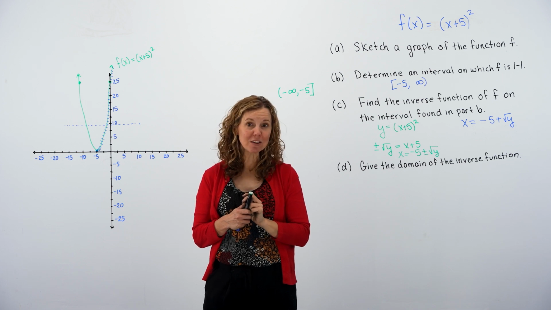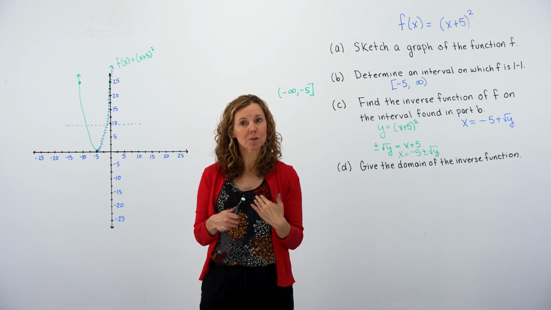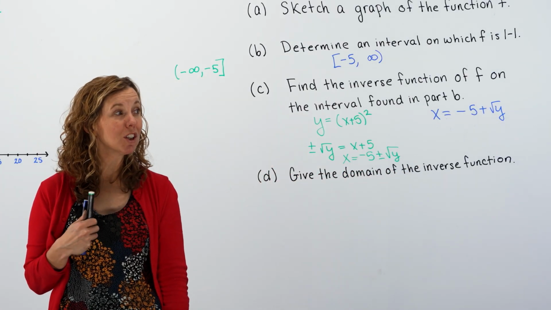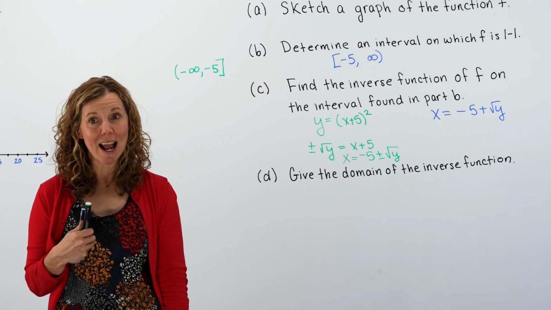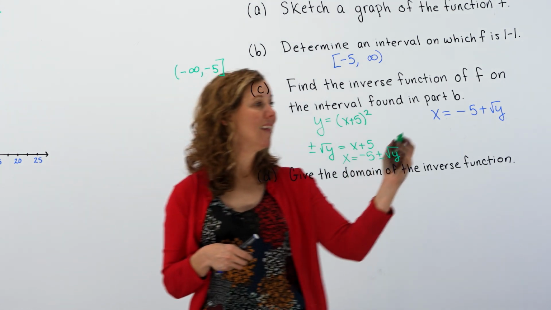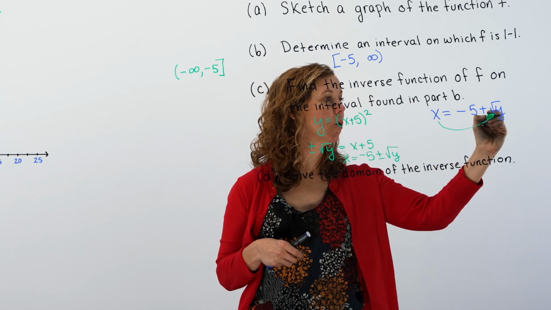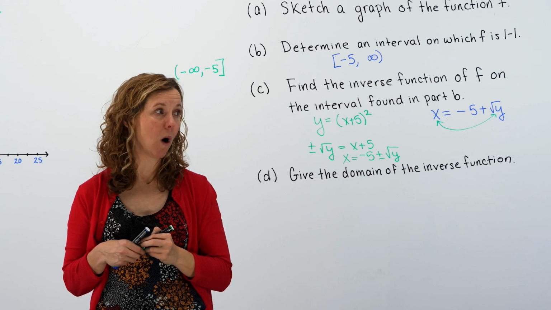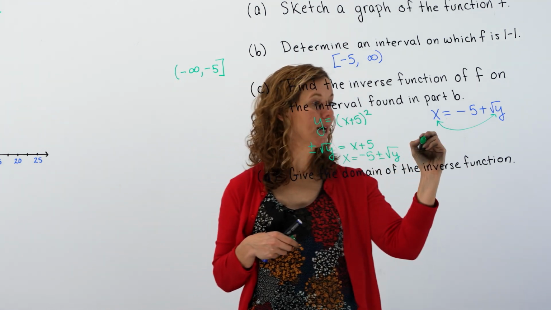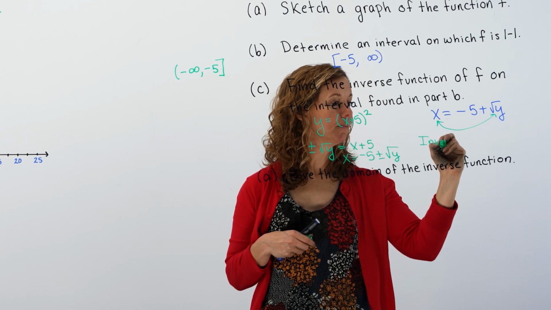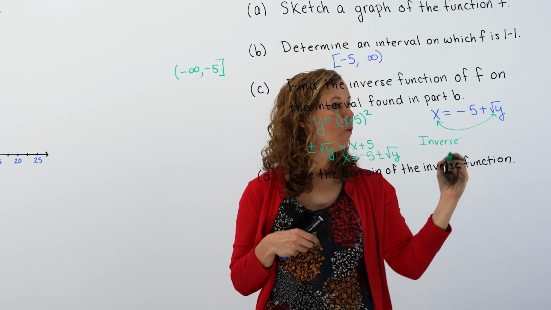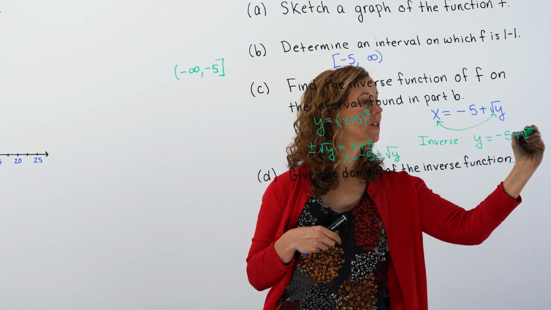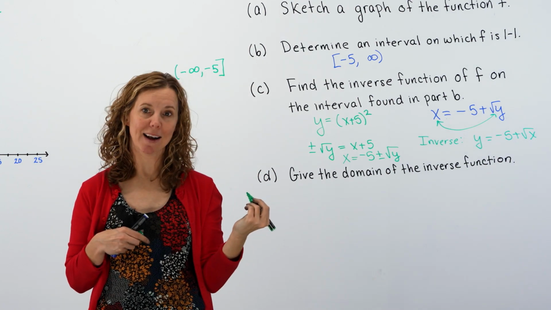How do we find an inverse? Well, remember, once we know an inverse function exists, which we're to the point where we know that it does, in order to find it, we interchange our x and y values. And so within this equation, to find an inverse, I am going to swap out where I saw an x and where I saw a y. So for the inverse function, we would get that y equals -5 plus the square root of x.